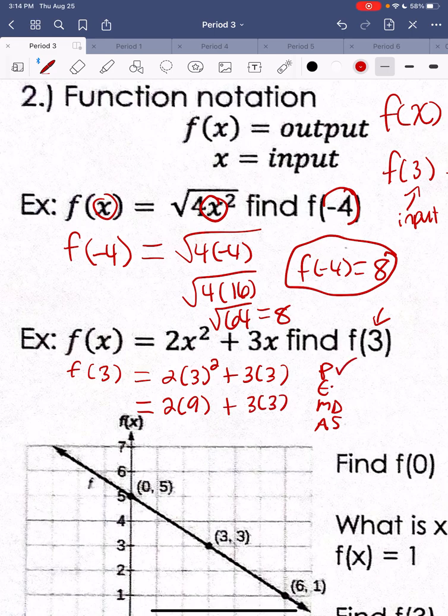So we've checked our exponents, and now it's time to multiply and divide, and we get 18 plus 9, and finally it's time to add. And we get f of 3 equals 27.